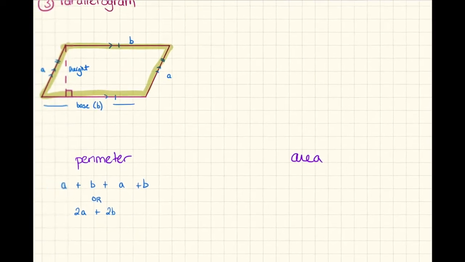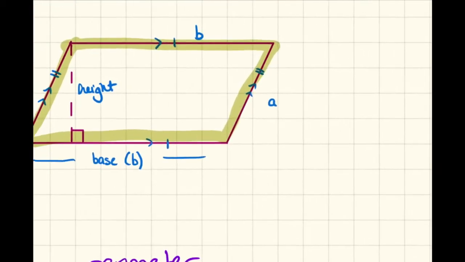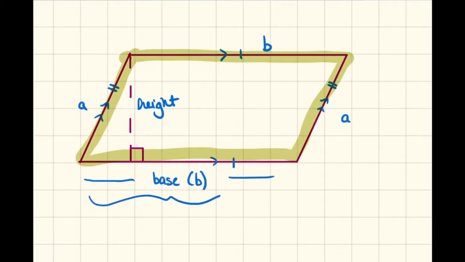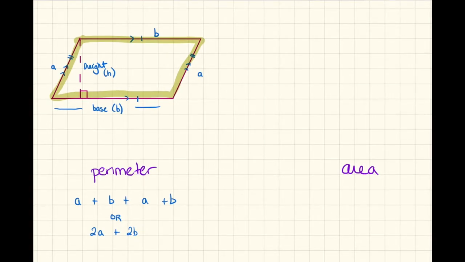For the area, it's not like length times width, but instead you're dealing with the base and the height, which we are going to call H. When we are calculating the area of a parallelogram, we always do whatever the base is times the height. And recall that the answer will always be in units squared. That's why it's important for you to know what this line is here, where it meets at a 90 degree, because it'll help you calculate the area.